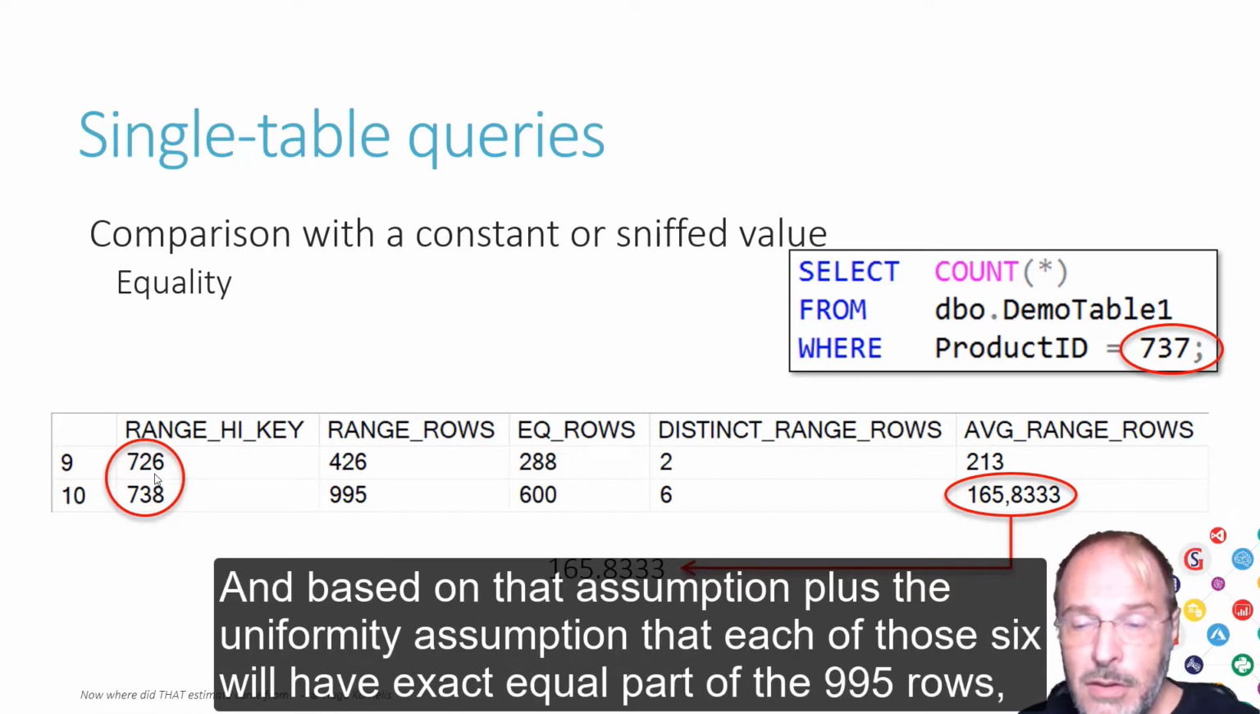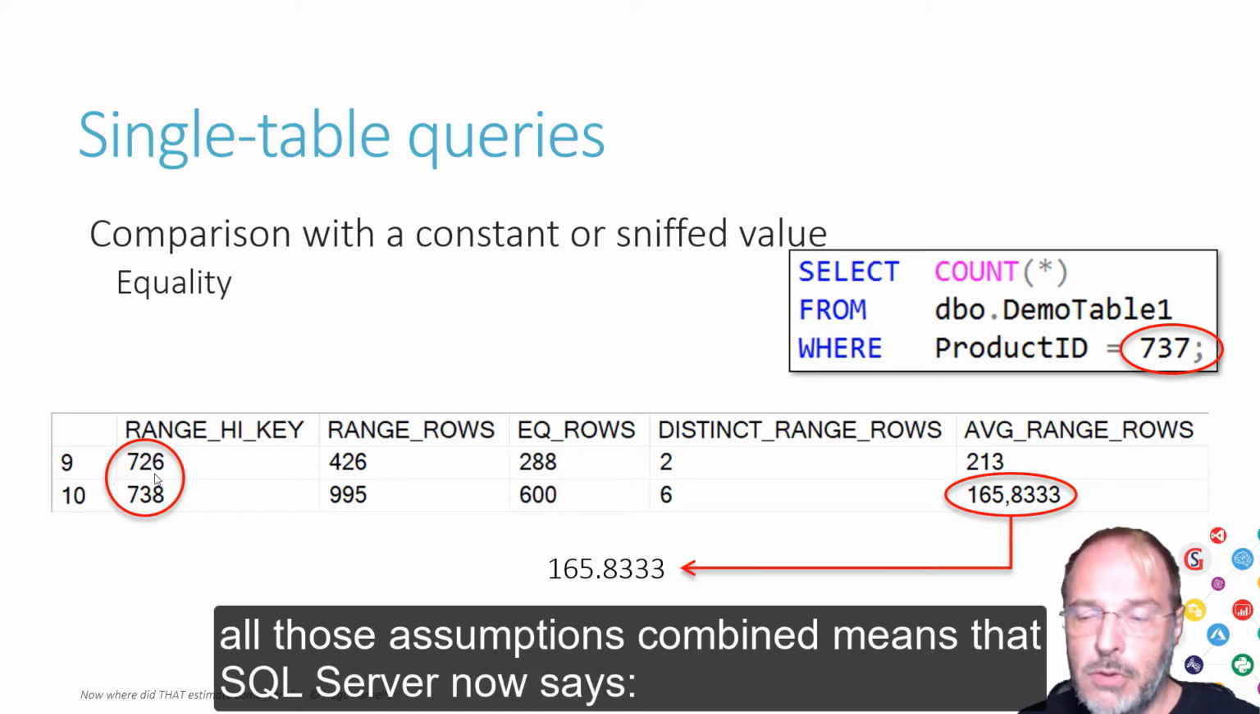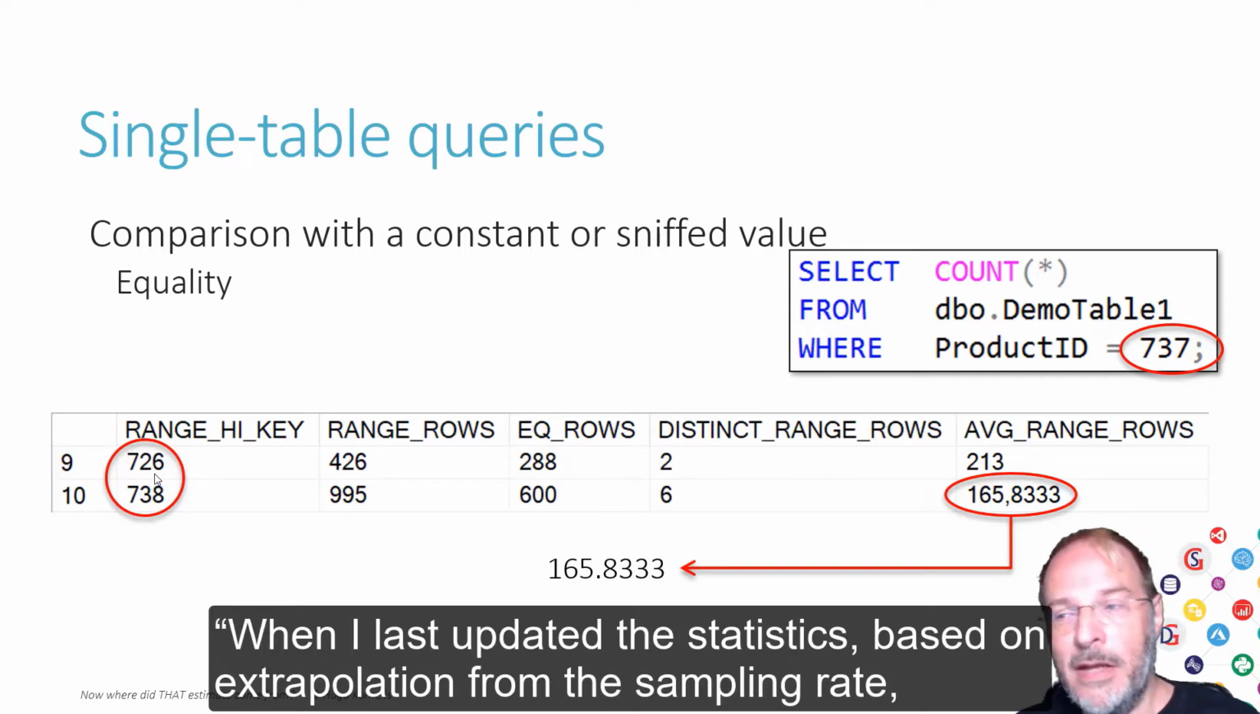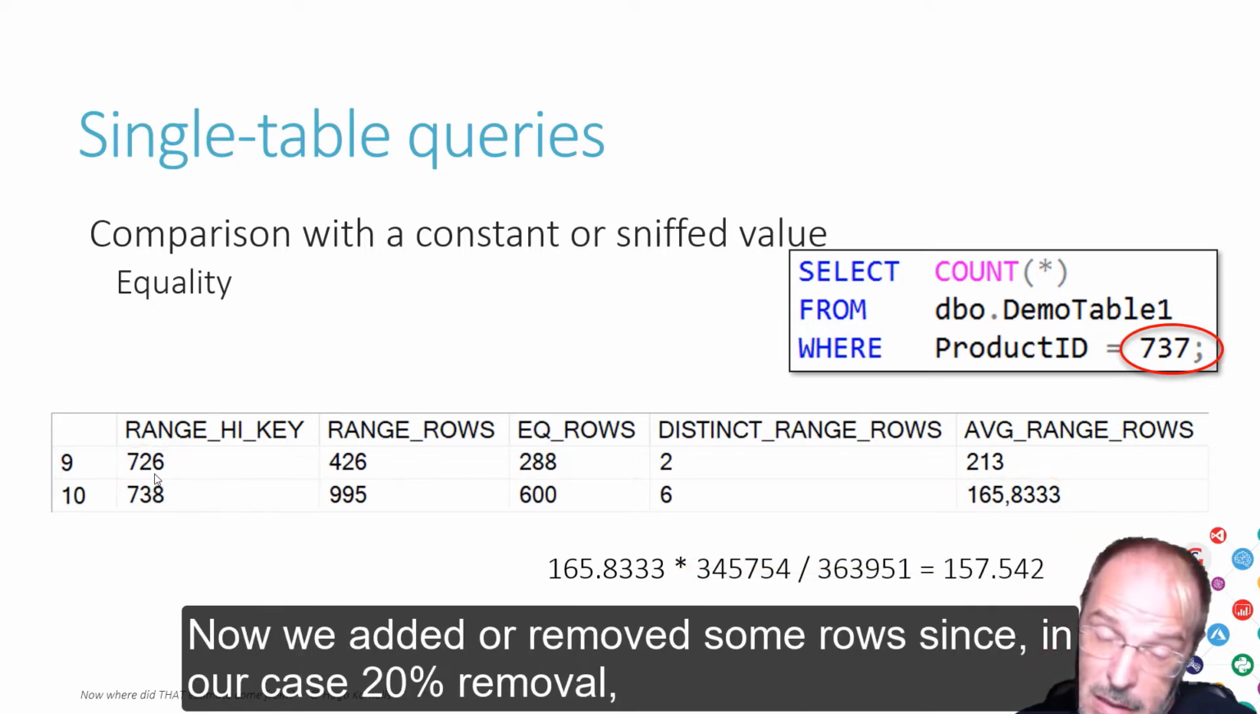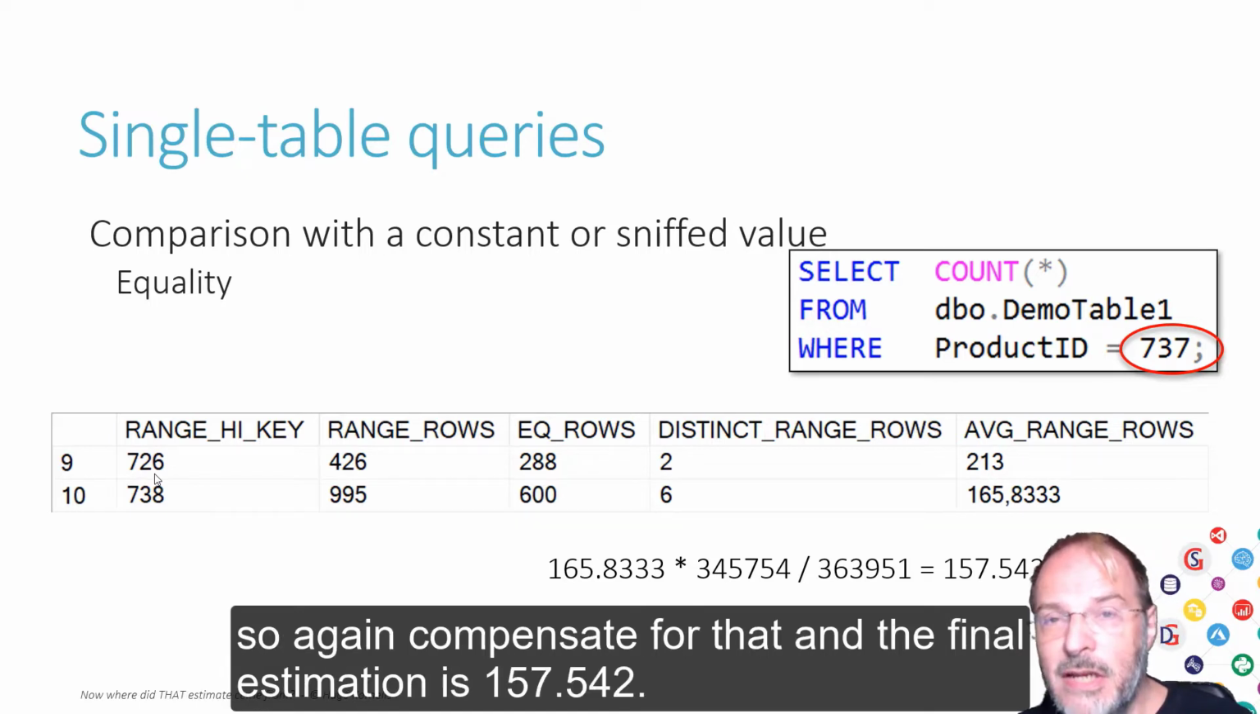And based on that assumption, plus the uniformity assumption that each of those 6 will have an exactly equal part of the 995 rows, all those assumptions combined means that SQL Server now says, when I last updated the statistics, based on extrapolation from the sampling rate, I assume that 165.833 rows had the value 737 in the product ID column. Now we added or removed some rows since, in our case 20% removal, so again compensate for that, and the final estimation is 157.542.